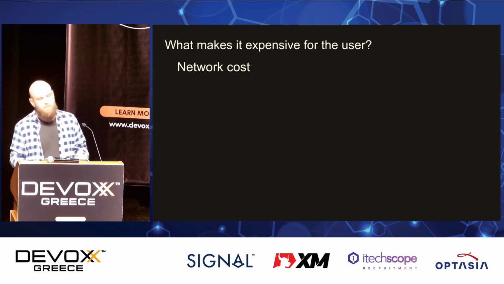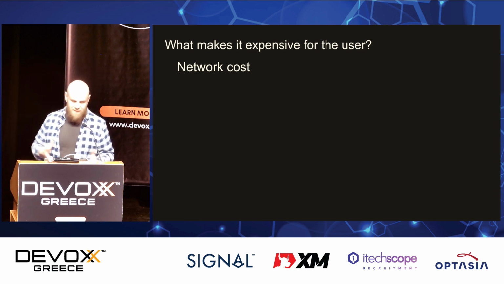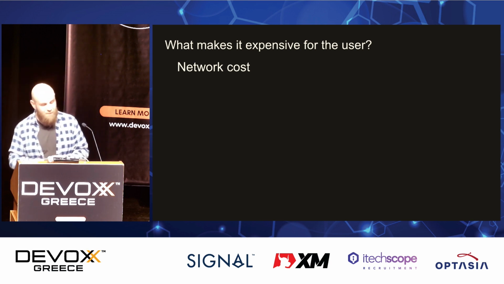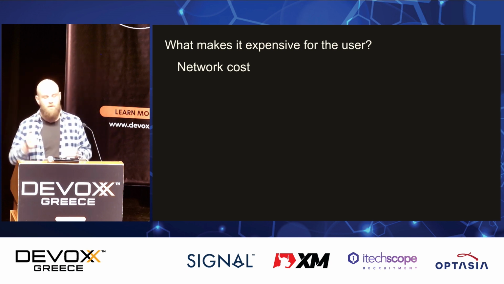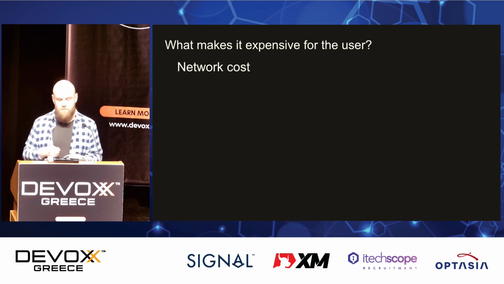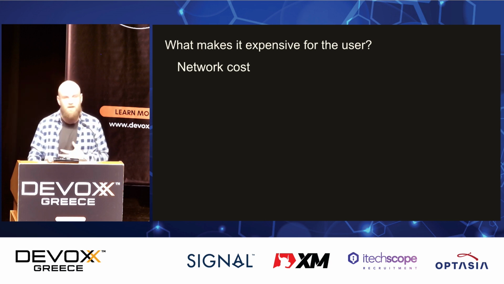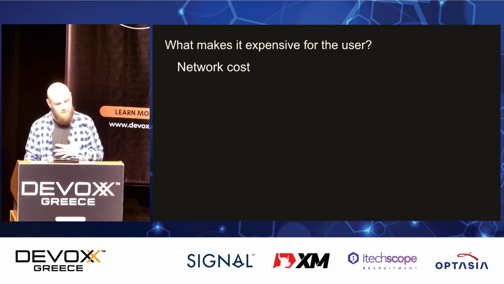So let's break down what actually makes JavaScript expensive. There are two pillars. The first one is the network cost. The network cost is not only the download time for a file, but it also comes with a financial cost for a user. For those of us who live in Greece, we know that we have some of the most expensive data plans across Europe, so every megabyte is paid for.